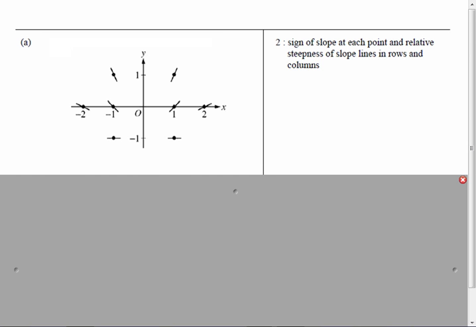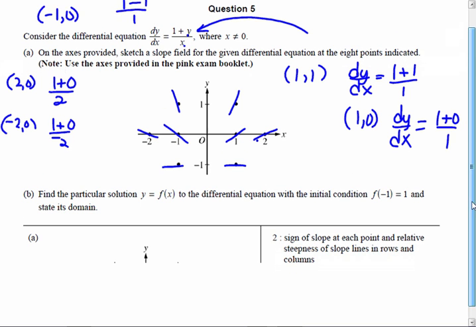It says the sign of each slope, so positive and negative, and relative steepness, so that this is less steep. Yeah, I don't think I graded one of those, so I don't know how particular they are with that.